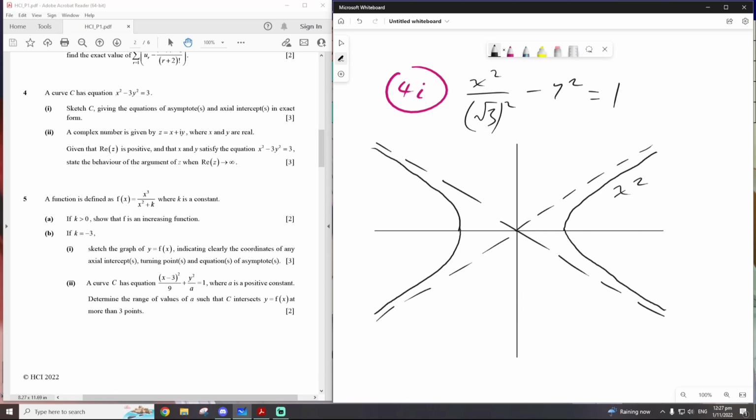So x squared minus 3y squared equals 3. This is the x-axis. This is the y-axis. This is the origin. Y equals plus minus root 3 over 3 x. Sorry, this is negative. The top part is y equals positive root 3 over 3 x. Okay. The axial intercepts will be root 3 and negative root 3.